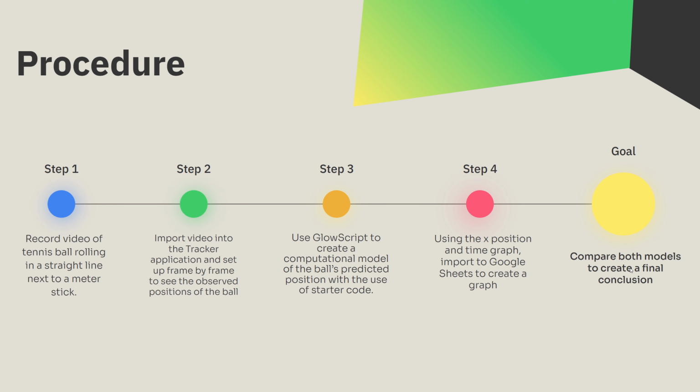There are 5 main procedures or steps in this lab. Step 1 is to record the video of the tennis ball rolling in a straight line next to a meter stick. Step 2 is to import the video onto the Tracker application, as well as set up a frame by frame view to see the observed positions of the ball on the x-axis. Step 3: use GlowScript to create a computational model of the ball's predicted position with the use of starter code, modifying it with the given information from Step 2.